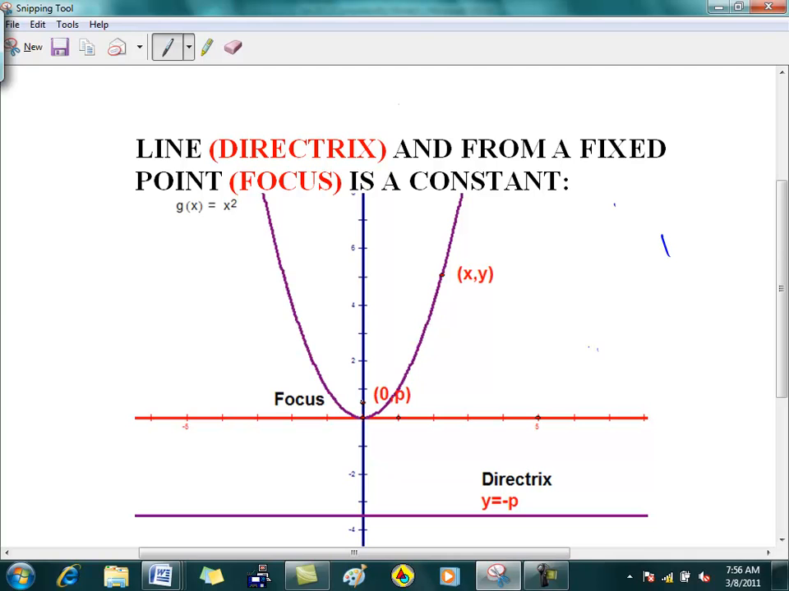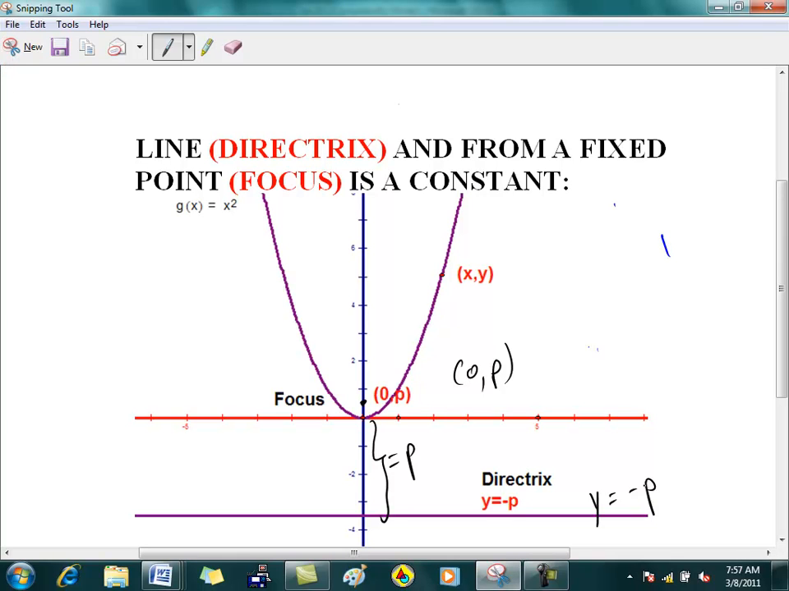So notice that the focus is here at 0, p. So that's where p comes into being. Okay? And this distance here is also equal to p. Notice that the line has an equation called y equals minus p, with the implication that p is positive, okay, in this case.